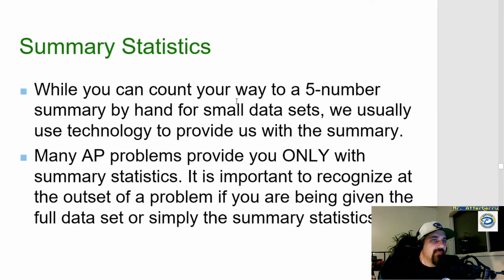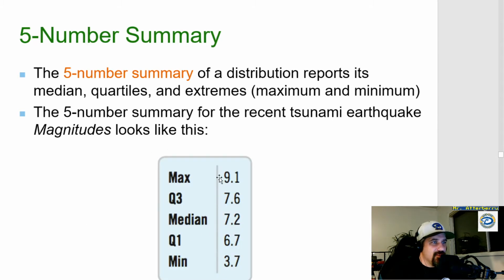While you can count your way to a 5-number summary by hand for small data sets, we usually use technology to provide us with a summary. A lot of problems will just give you these numbers, and if you take the AP test, they'll give them to you instead of having you take the time, because it might be a data set of 30 things, 70 things, 500 things. It could be a sample size of 1,000, and you can calculate it, but we're just going to give you the numbers, all right? Okay, so once again, 5-number summary.